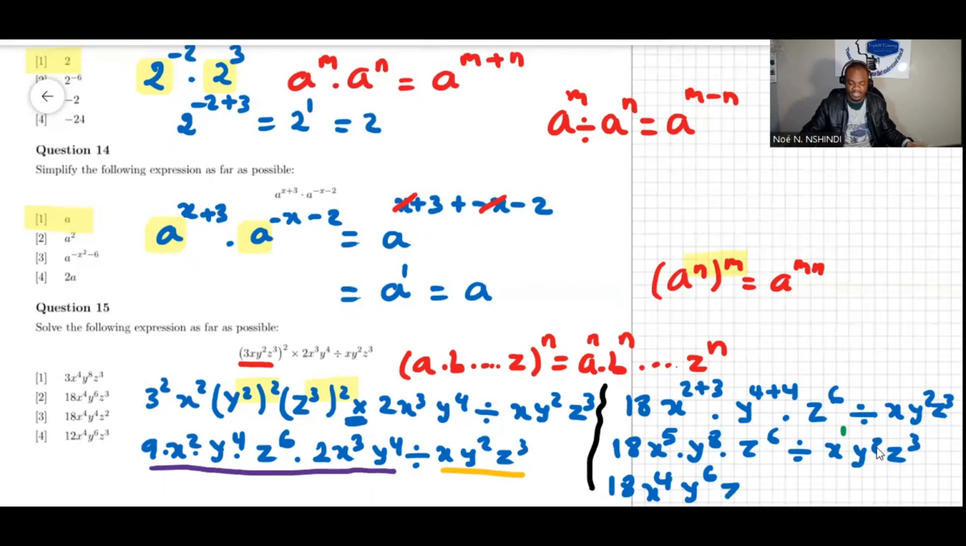And then z, over here it was the power of 6, and over there is the power of 3, and that will make z to the power of 6 minus 3, which is equal to 3. So z to the power of 3. So this is the final answer. The correct answer is alternative 2 here.